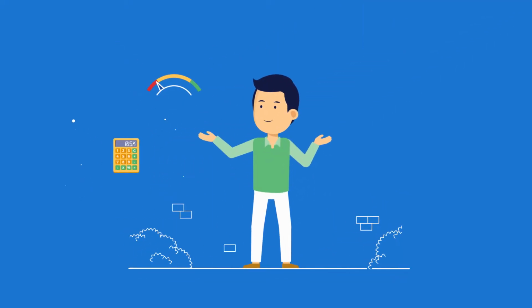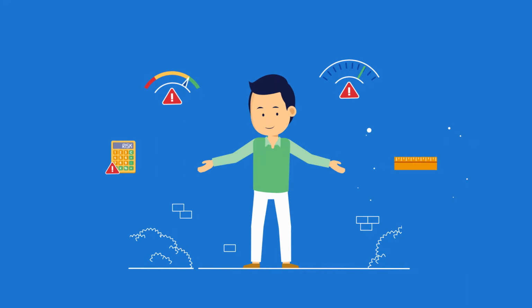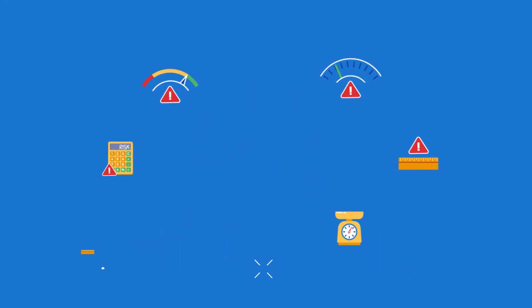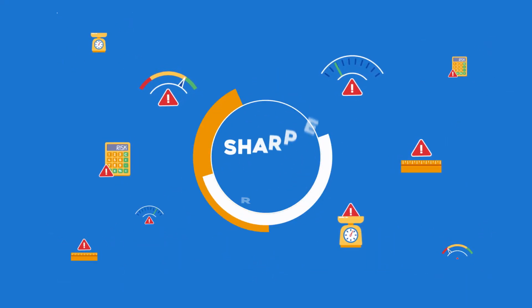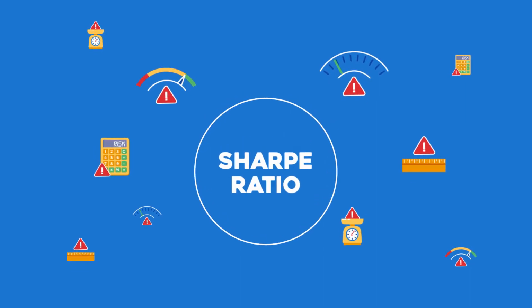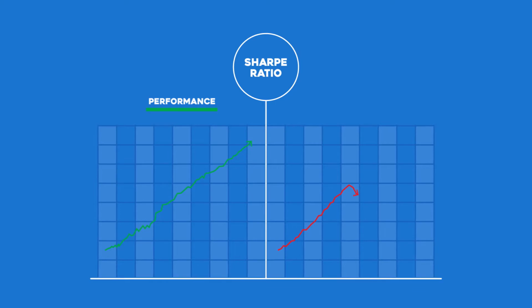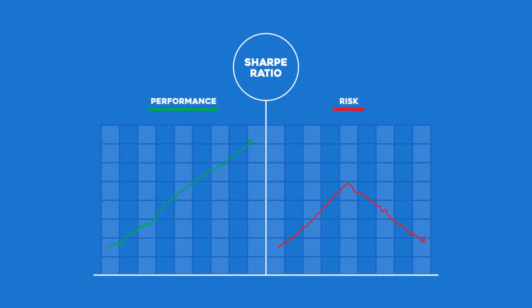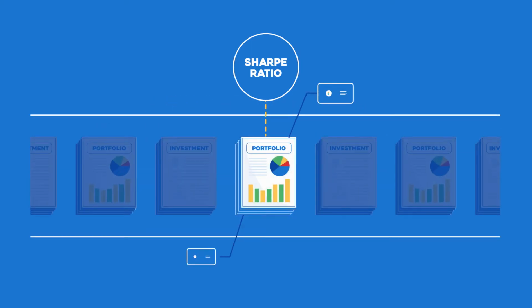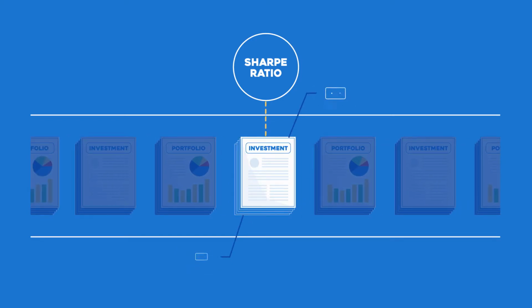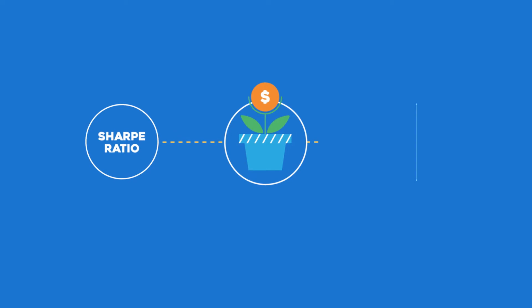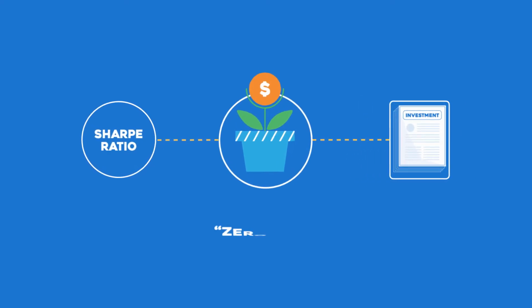There are multiple risk measures that investors have at their disposal. This video will focus on one of the most commonly used, the Sharpe ratio. The Sharpe ratio is used in finance to understand the performance of an investment in comparison to its risk. It calculates the risk-adjusted return of a certain portfolio or investment. The ratio represents the returns that are earned in excess of returns from an investment that carries zero risk.